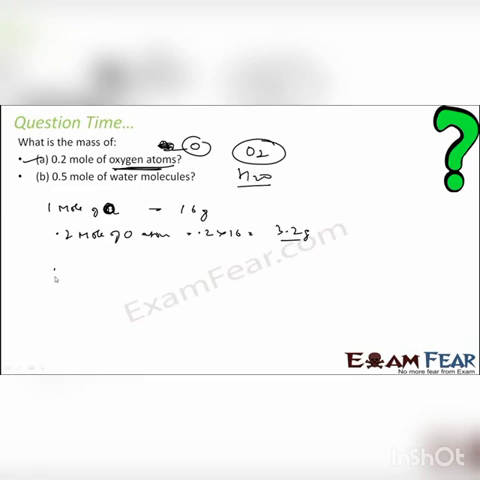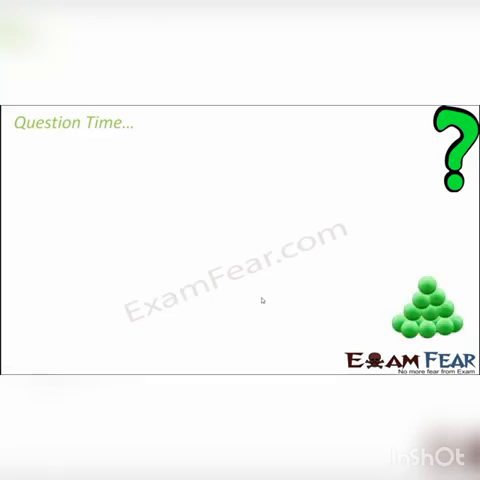0.5 moles of water molecule, H2O. We know that 1 mole of water molecule is 2 plus 16, that is 18 gram. So 0.5 mole of water molecule will be 0.5 into 18, that is 9 gram. Okay.